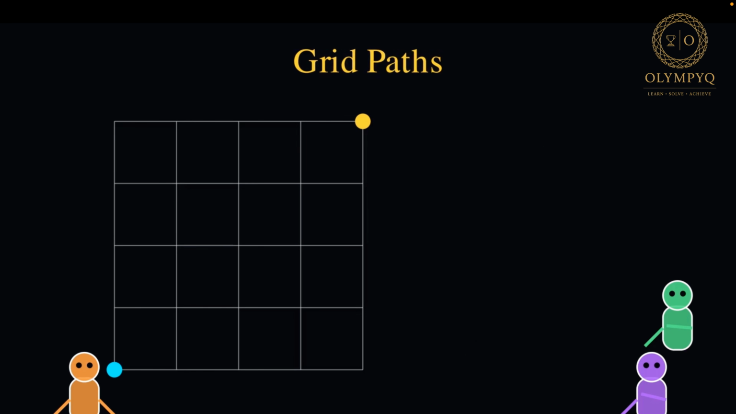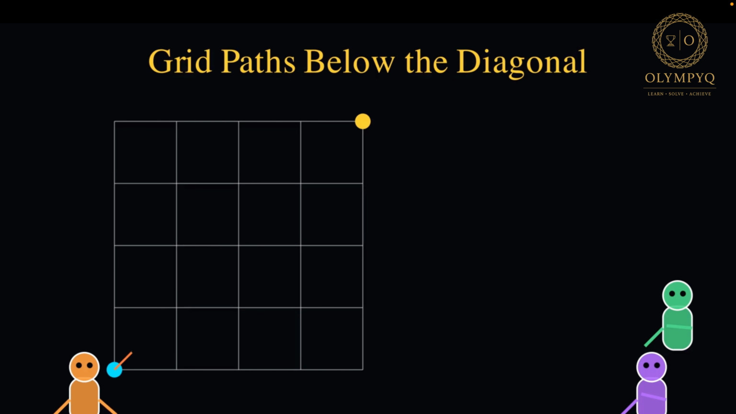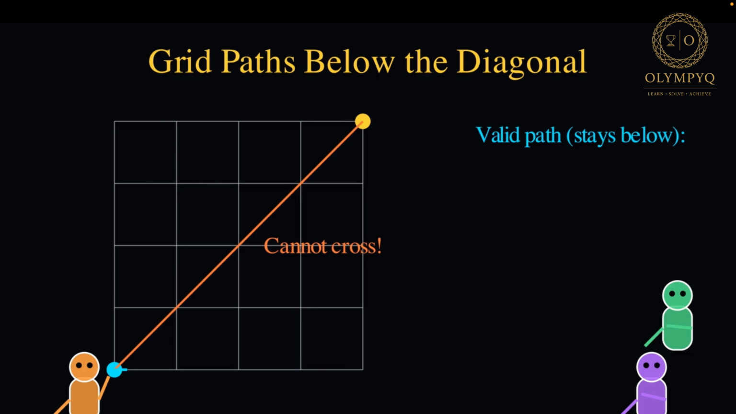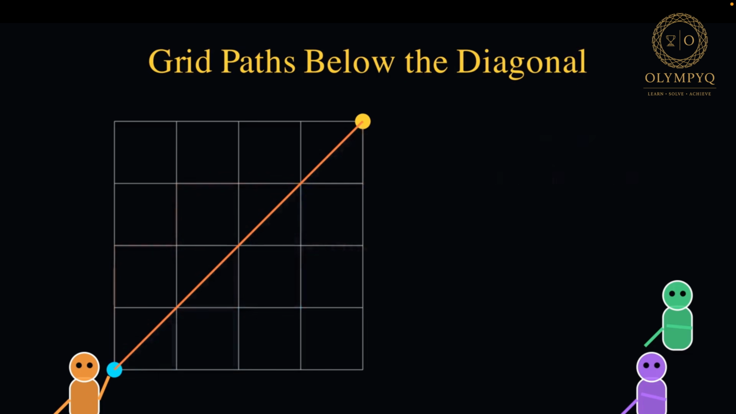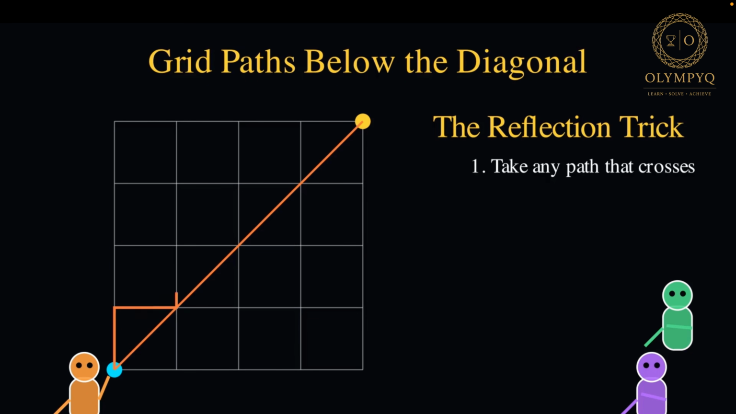Now the constraint is that all the paths must stay below the diagonal line. Remember, you can't cross the diagonal. So only some of those 70 are valid. A valid path stays strictly below the diagonal, and an invalid path crosses it. So how many valid paths are there? For this we have a clever trick, that is the reflection principle.